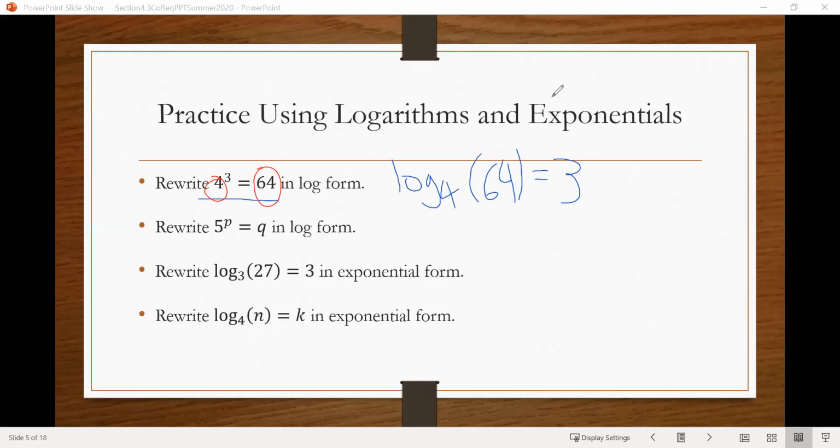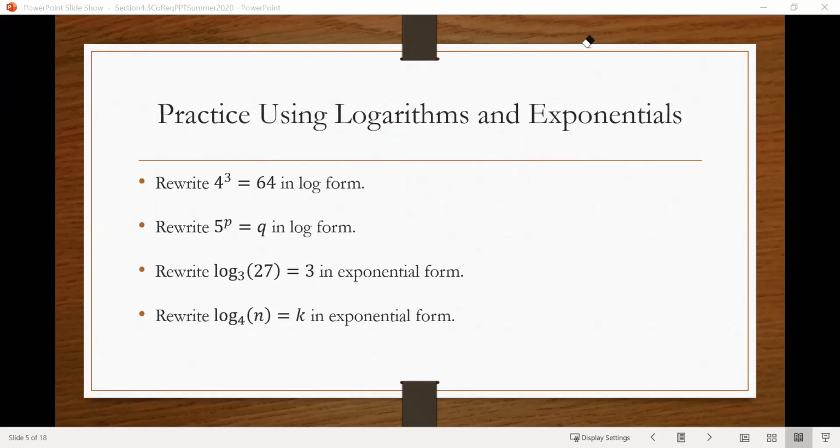And again, we just saw an example like this, right? Log base 4 of 64 means to what power does 4 have to be raised to give 64? And the answer is 3. Okay. All right, on the next one, 5 to the p equals q.